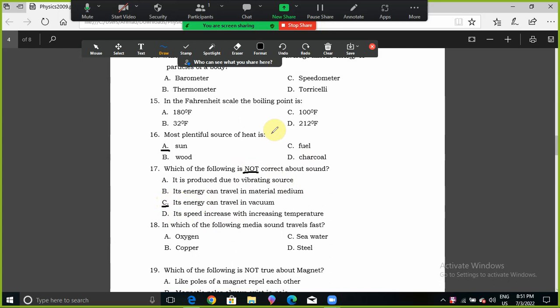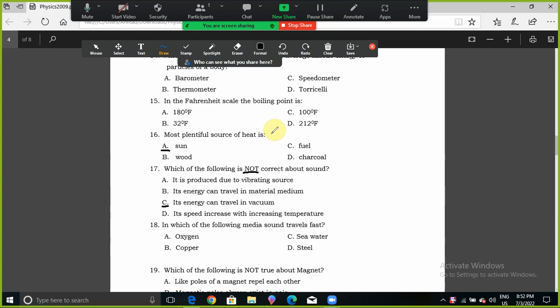Here we have oxygen, copper, seawater, and steel. Oxygen is a gas, and copper is a solid, seawater is liquid, steel is a solid, right? Now we have two solids, and sound travels faster in solid than liquid and gas.